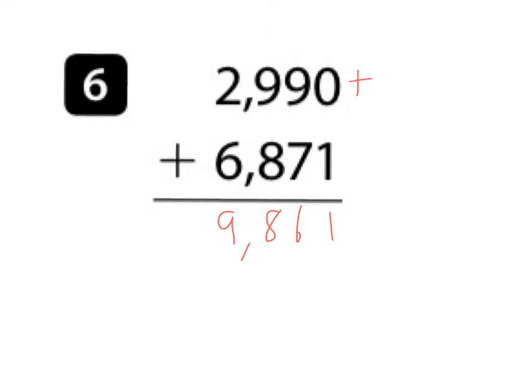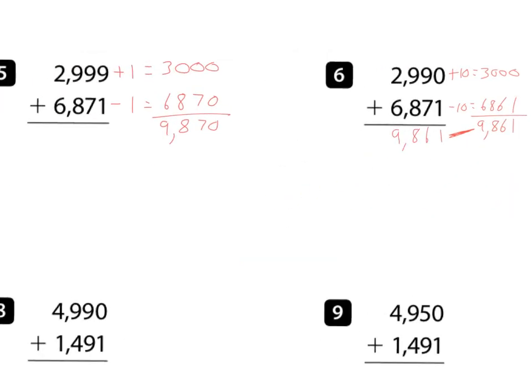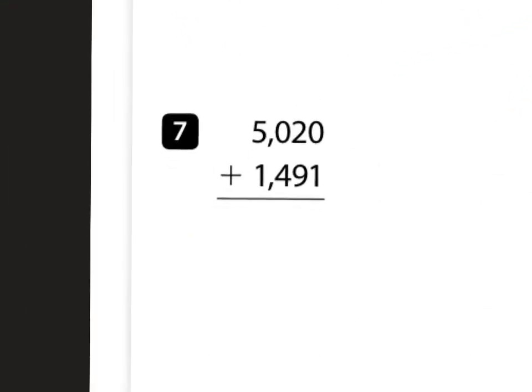If you want to make it a little bit easier for yourself, I'm going to add 10 to here, which would give me 3,000. Now, if I'm adding 10 to the top number, I'm going to subtract 10 from here, which would give me 6,861. And then we add those together. I quickly know 861 plus 0 is 861, and then my thousands place, my sum would be 9. So we can see we have the same sums. All right, guys, cruising down to number 7.